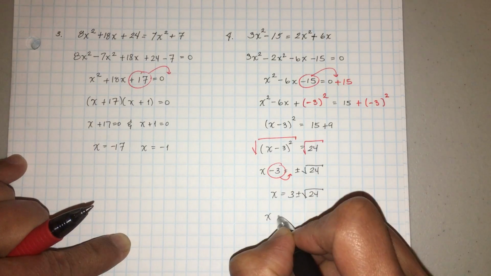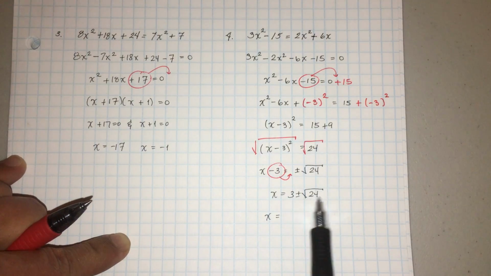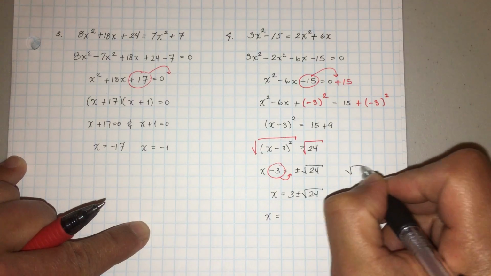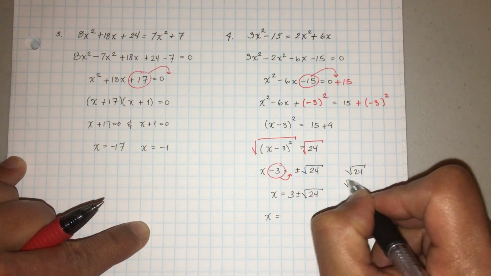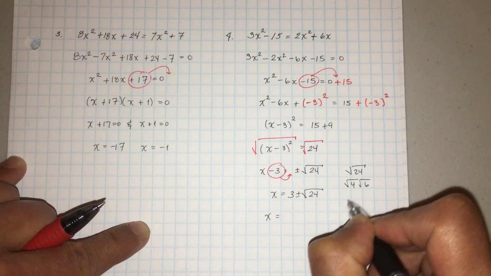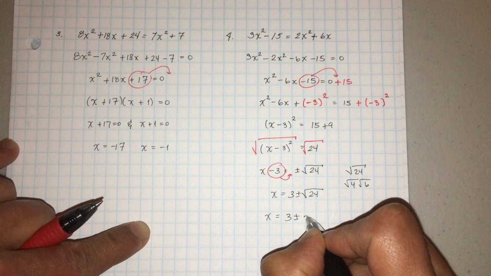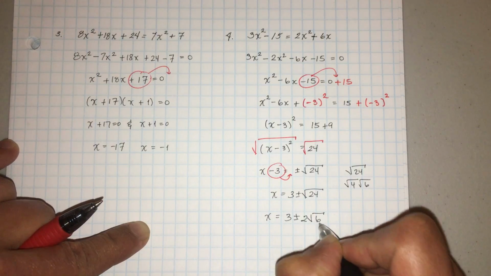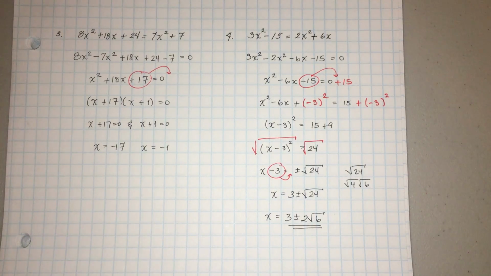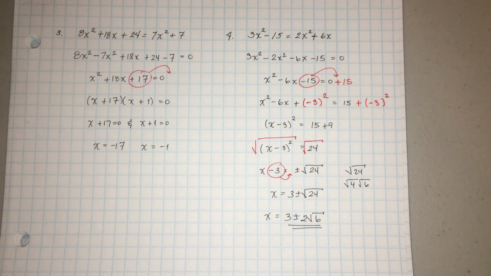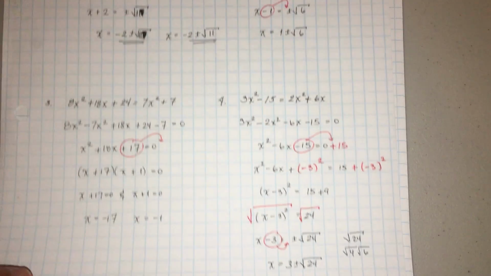Now the only thing that I think your professor is going to ask you to do is simplify this out. Can we simplify the square root of 24? Yes, you can. Into what? Well, 4 times 6. What's the square root of 4? Is 2. So you're going to get 3 plus or minus 2 square root of 6. And there it is. So those are some problems on completing the square.